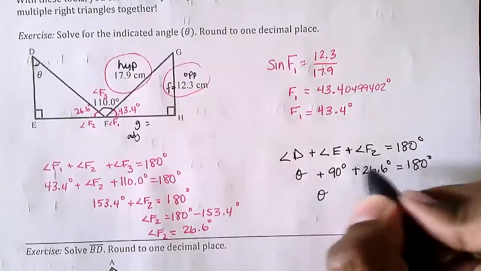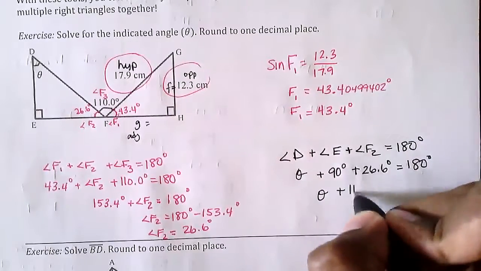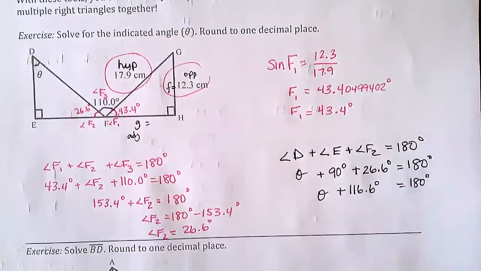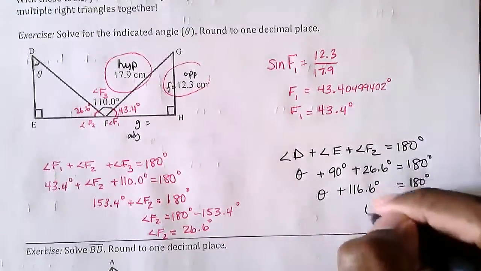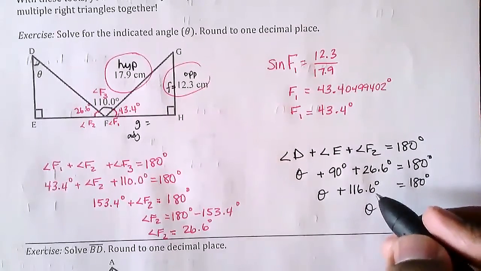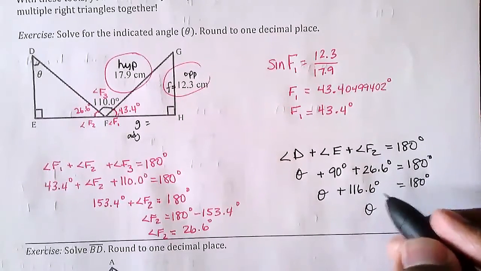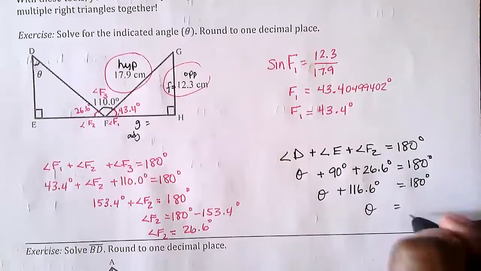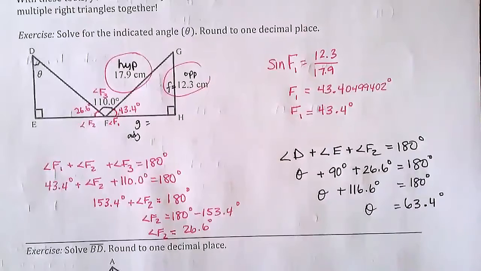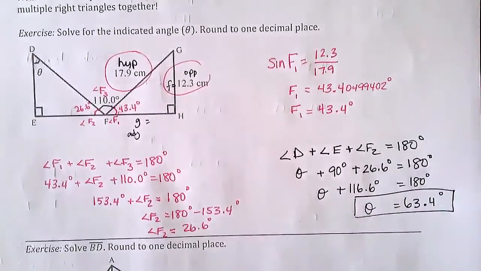Simplifying this, 90 plus 26.6 is 116.6 degrees, equals 180 degrees. And to solve for theta, it's 180 minus 116.6, and that just gives me 63.4 degrees. Let me just make sure. So 90, 179, 180. Yeah, so theta is equal to 63.4 degrees.